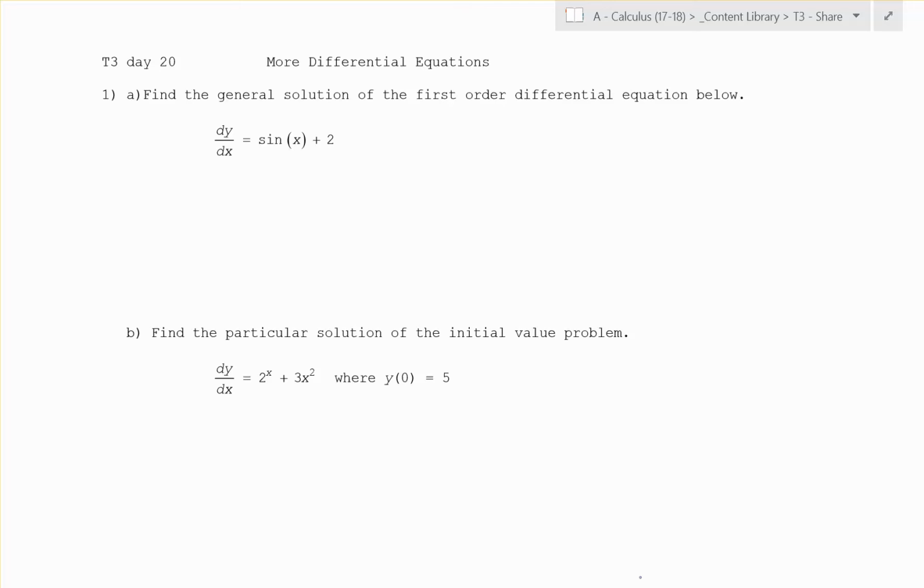Today we're going to continue our discussion of differential equations. Remember, a differential equation is any equation with a rate of change in it. So this right here is an equation with a rate of change, dy/dx. So it is a differential equation.